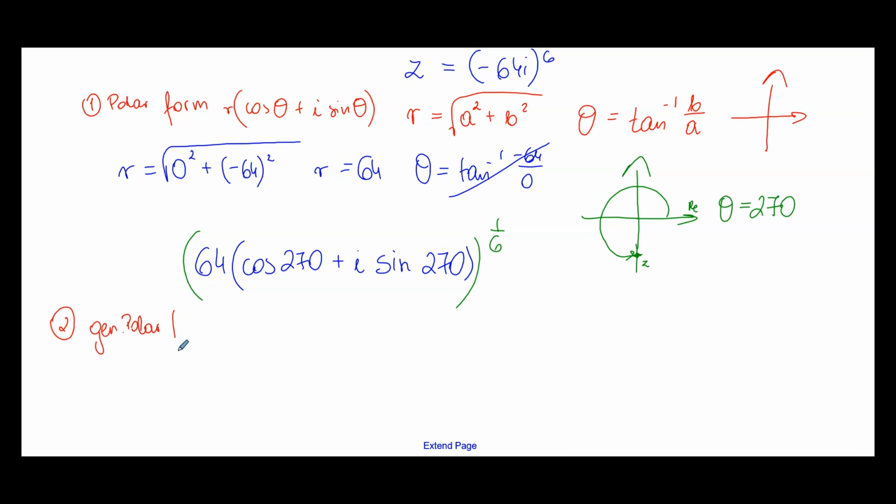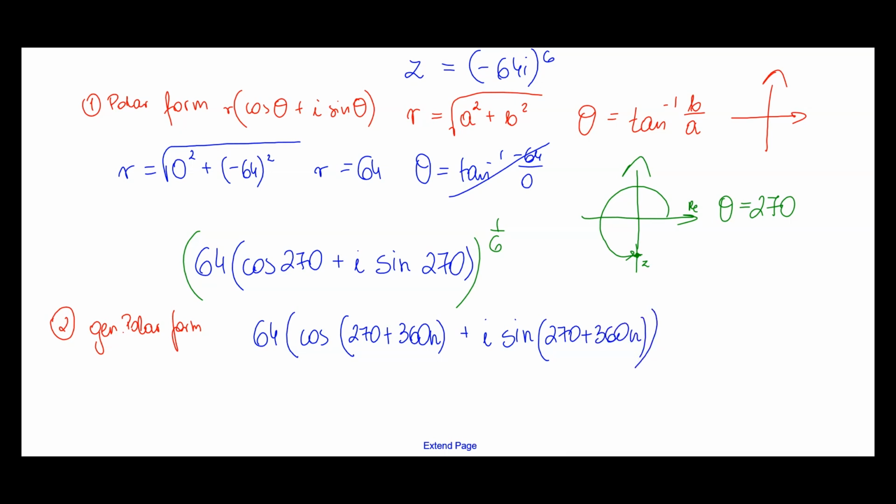What that means is that we basically add another 360 to my angle. So that means cos, and now my angle will be 270 plus 360n. The reason it is n is that there can be more than just one turn of a circle. And then I multiply by i sin 270 plus 360n. The difficulty with complex numbers is not that it's that complicated. It's just that you have to be meticulous because there is a lot of writing here.